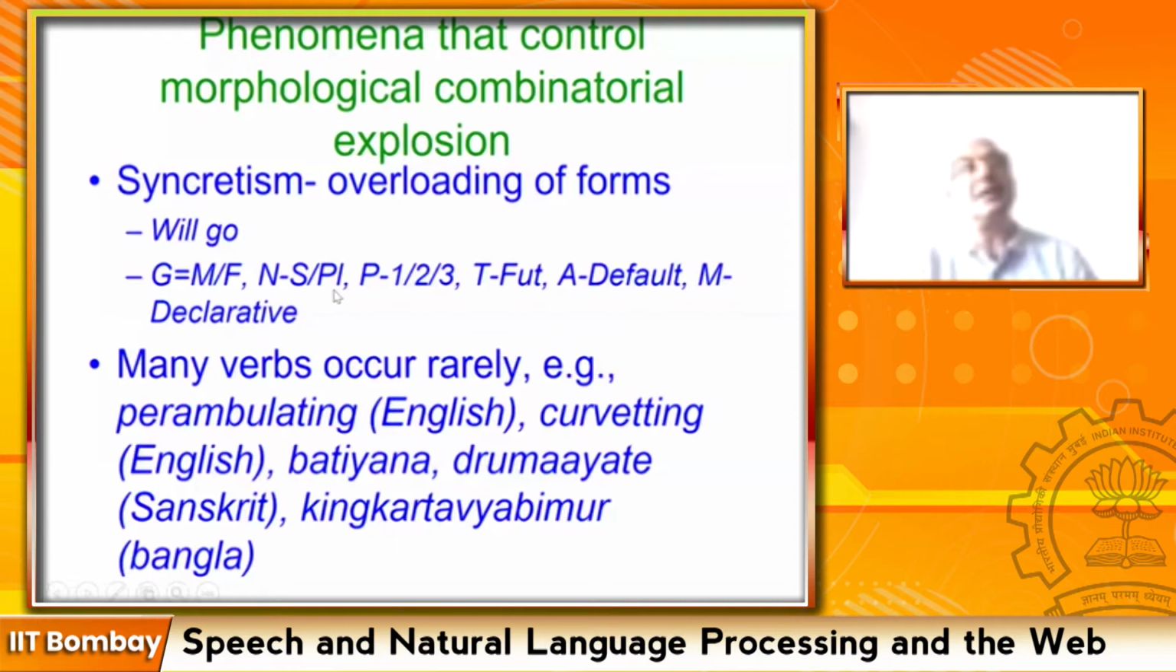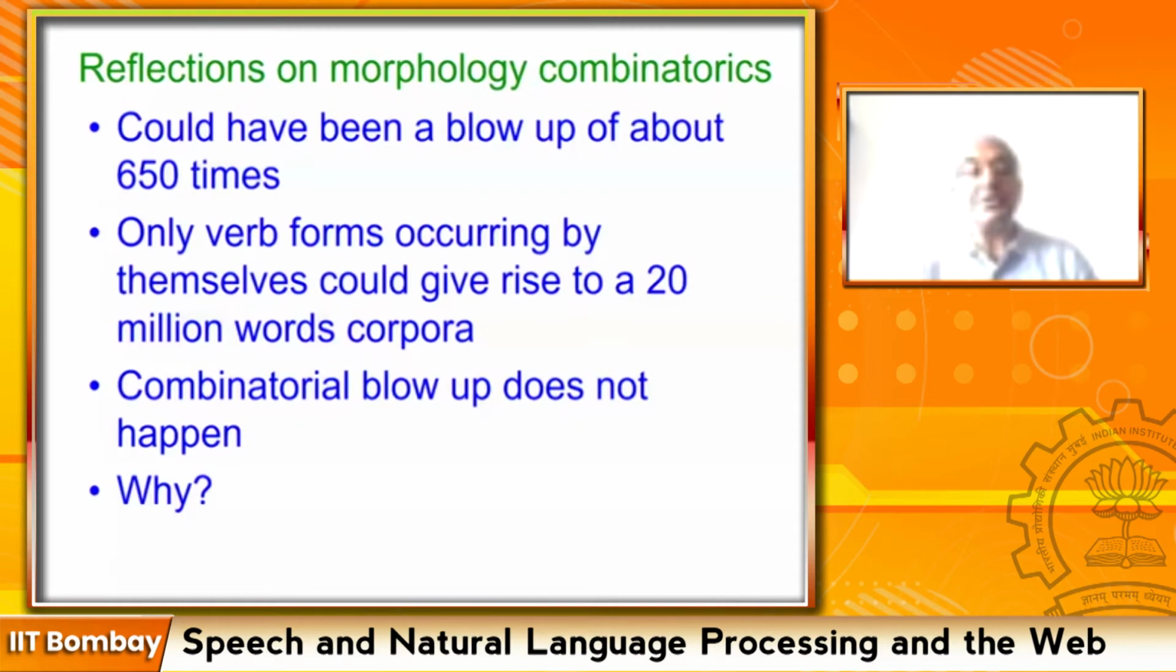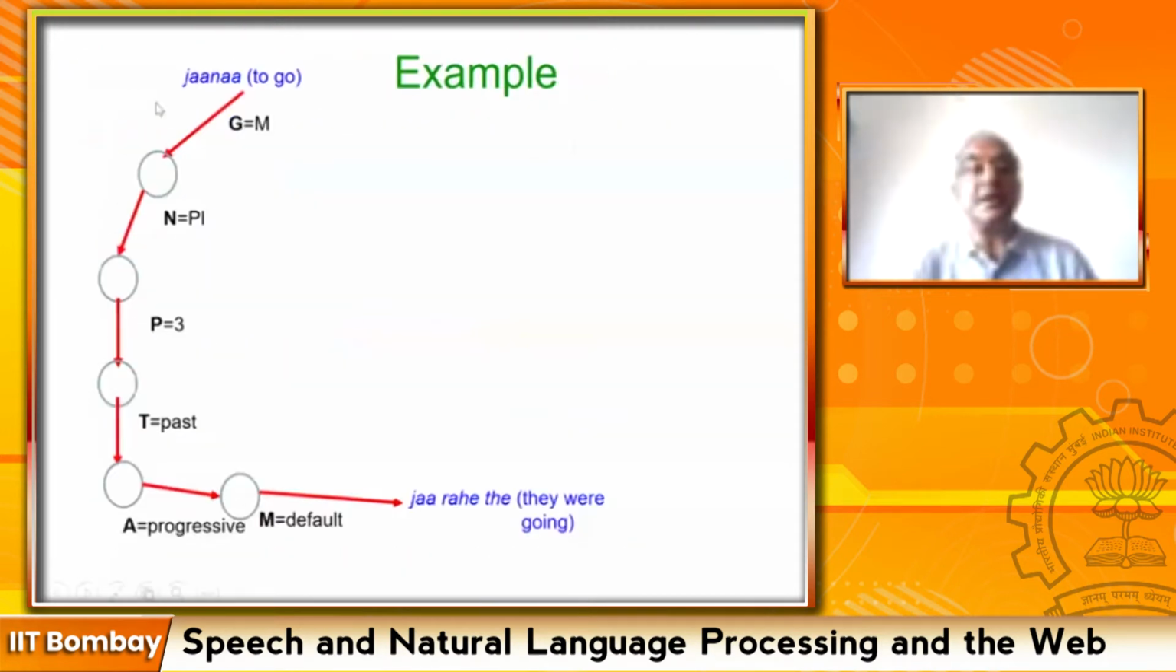So now I think you have understood that the morphological regularity and the morphological richness, okay, corresponds to this particular picture, this particular situation. Here I am showing you the path from jana to ja rahe the. Can somebody verify that this is the picture you are seeing? Jana to ja rahe the. Yes, sir. Right. Okay.